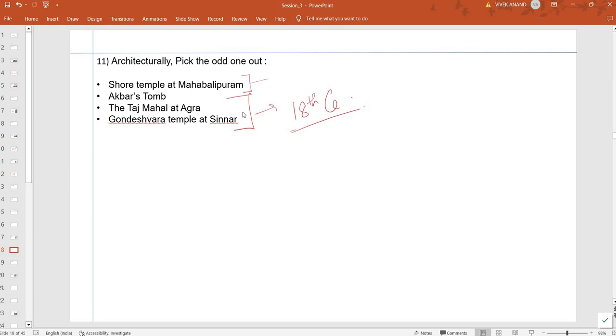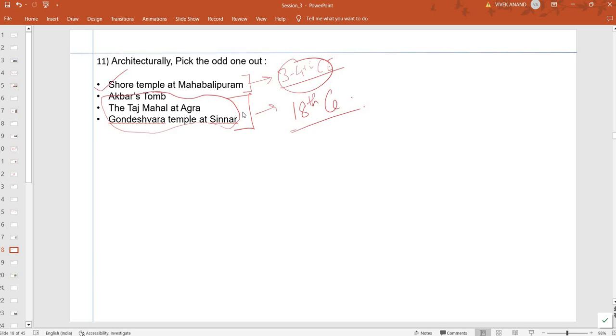And this was built when? I think 3rd to 4th century CE. I don't remember exactly, but you just look at it. But yeah, it was way back before the period when Akbar's tomb, the Taj Mahal or Gondeshwara temple were being built. So all these three were built during a similar time period in the history of India. So in that way you can pick this one out, Shore Temple.